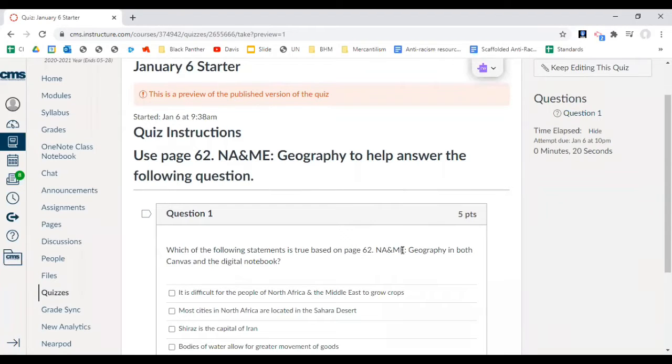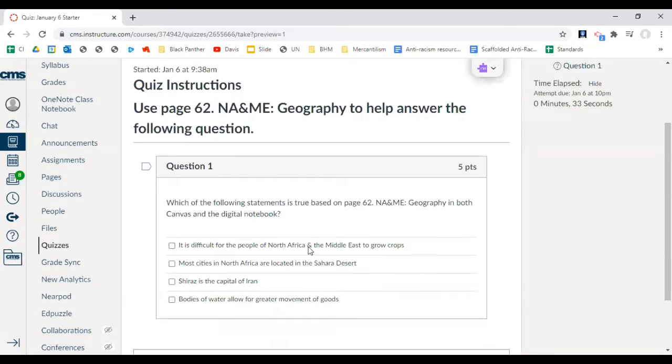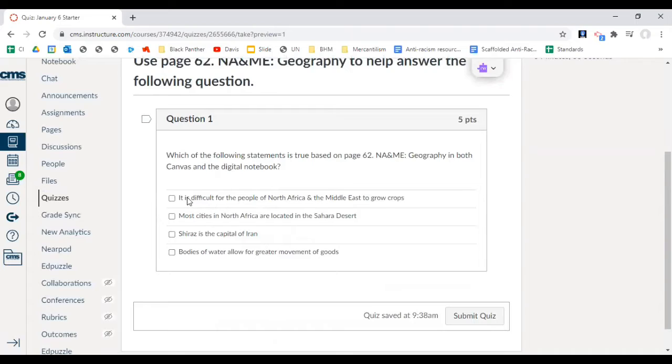And NAME is not name, it's not an error there, right? It's North Africa and Middle East geography. So you can use both if you look in Canvas at the maps and your digital notebook to help you answer those questions. So you're going to choose all that apply here, which of the following statements is true.